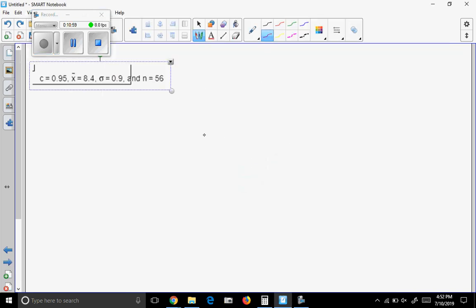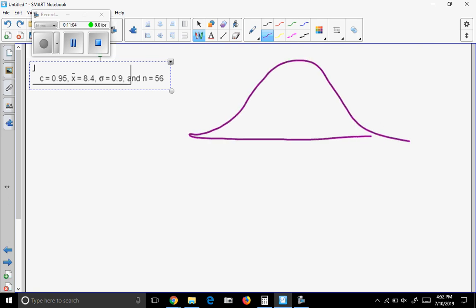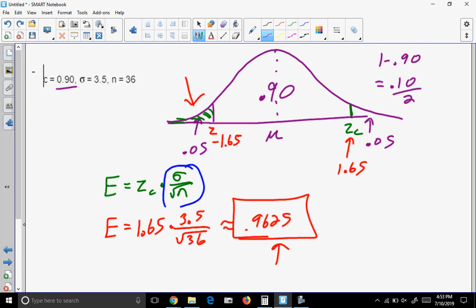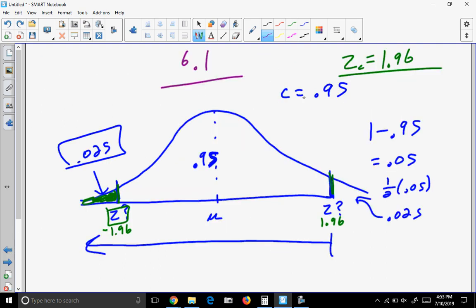So if we draw our distribution of a normal distribution, the mean is in the middle. We have a 95% confidence level, so 0.95 is the area in the middle. If we remember, two problems ago, our confidence level was 0.95. So the critical value is going to be the same. We have a critical value of 1.96.